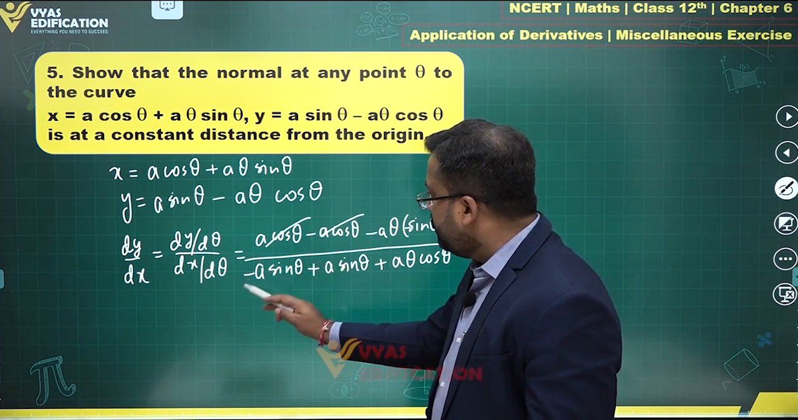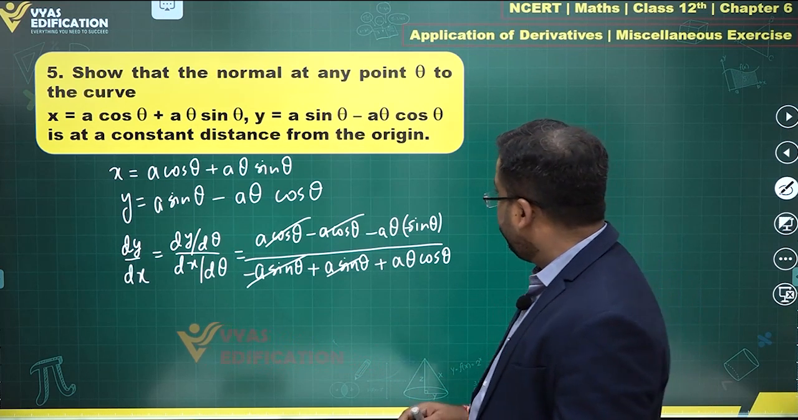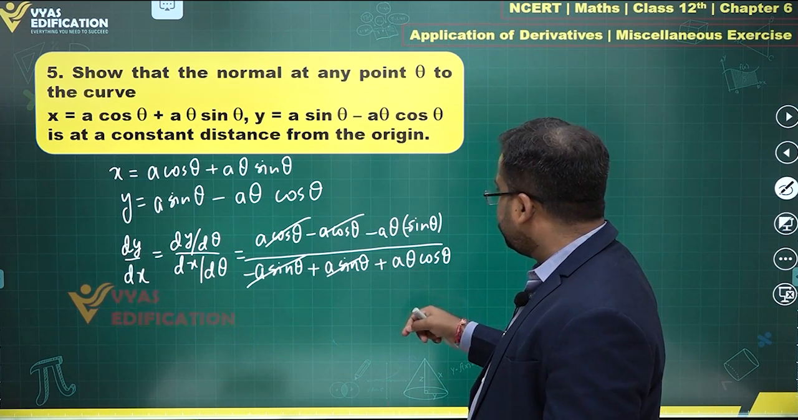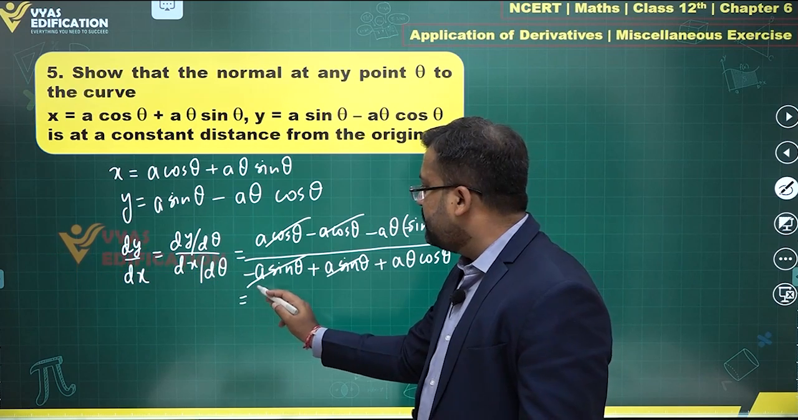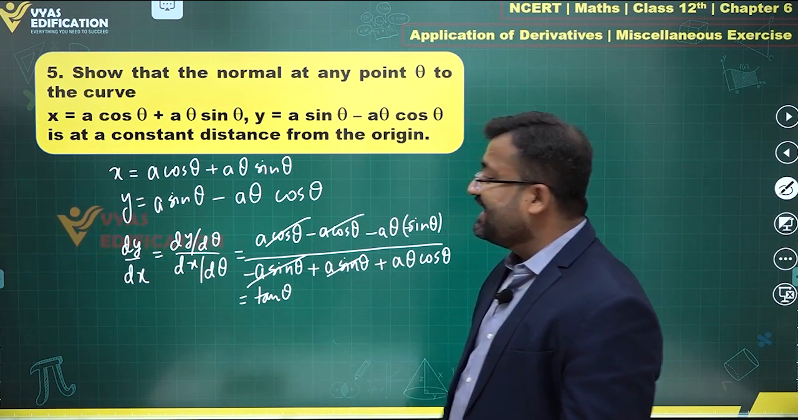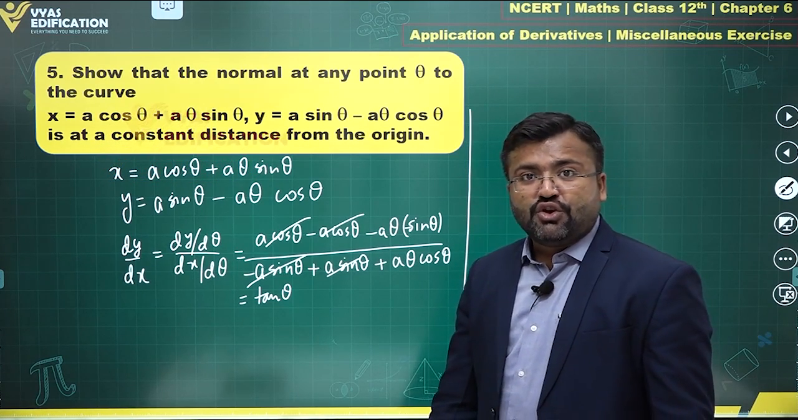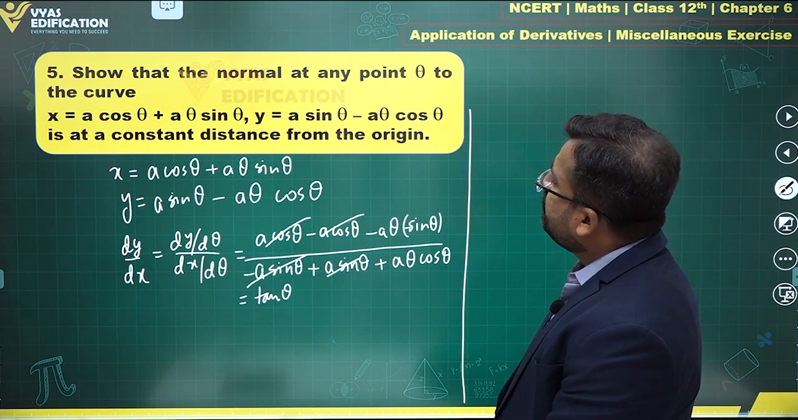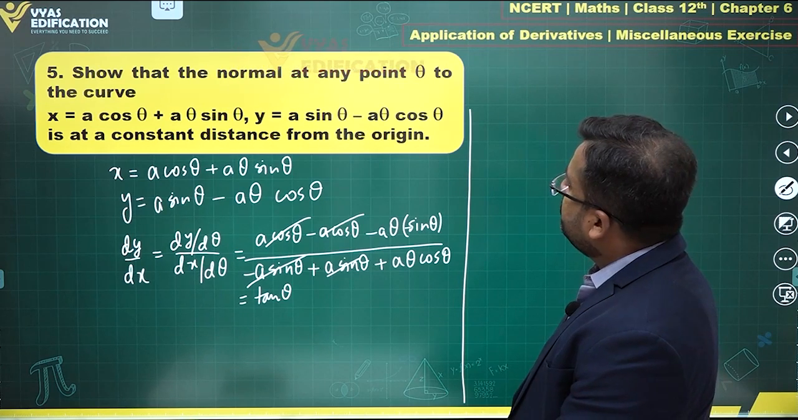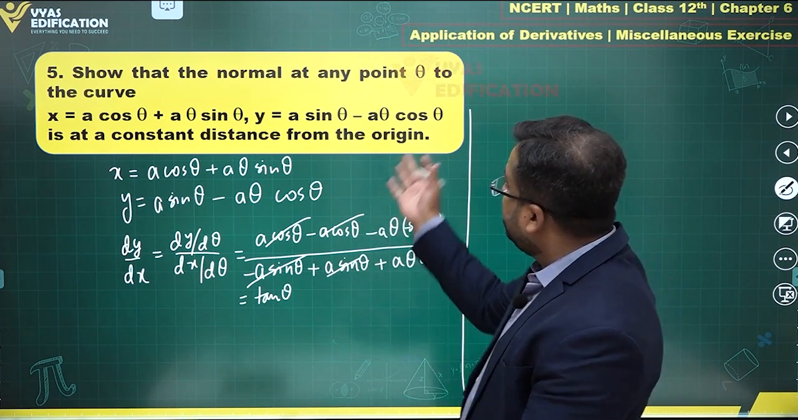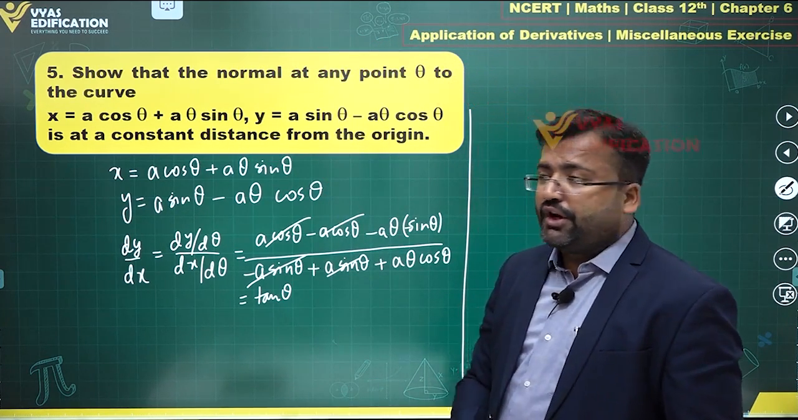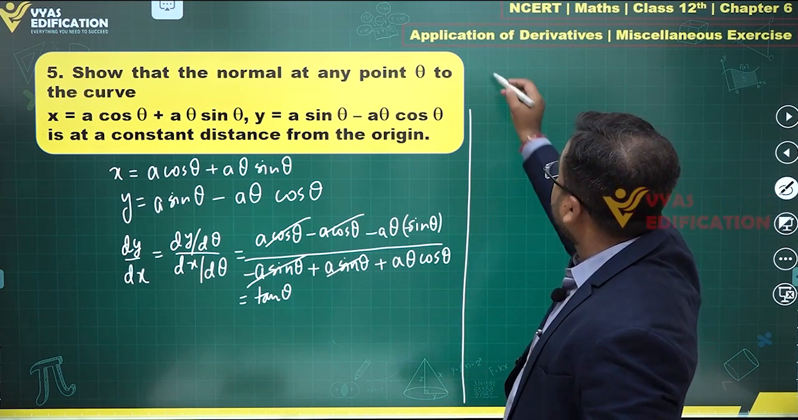Okay, that's interesting. This goes, this goes, this goes, this goes. Yes. a theta also gets cancelled, and this is sin theta upon cos theta. This actually becomes tan theta. Amazing. The slope of this particular curve is nothing but tan theta, right? Normal at any point theta is supposed to be found, so let's pick up this point theta, and therefore the equation of normal.